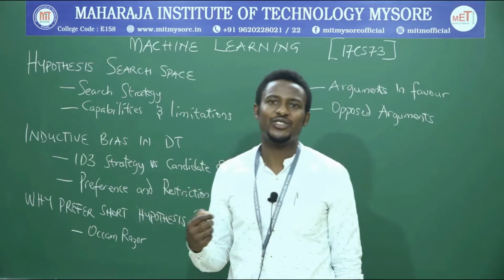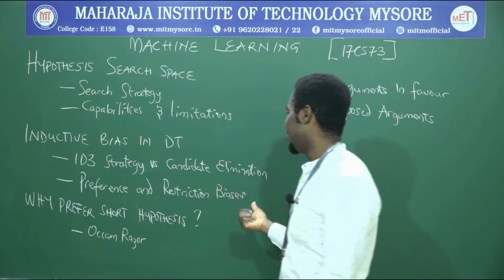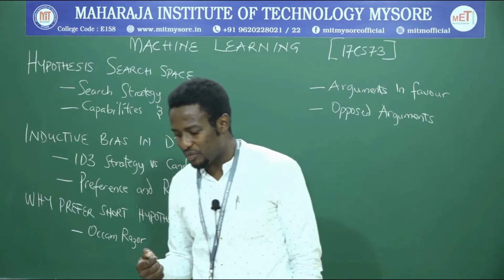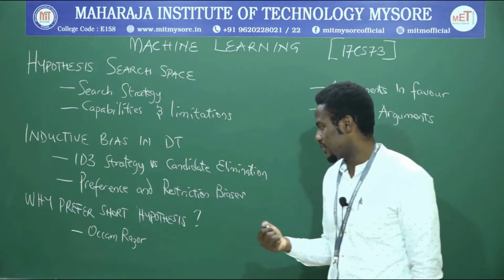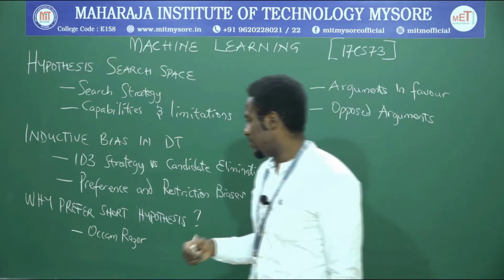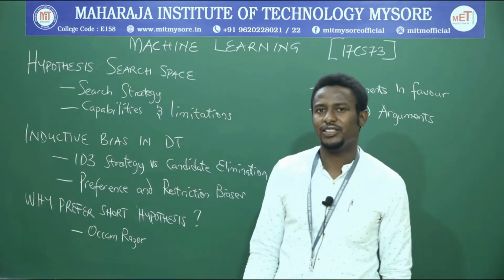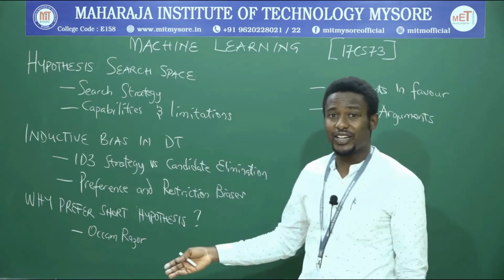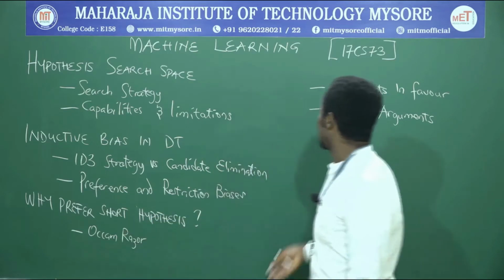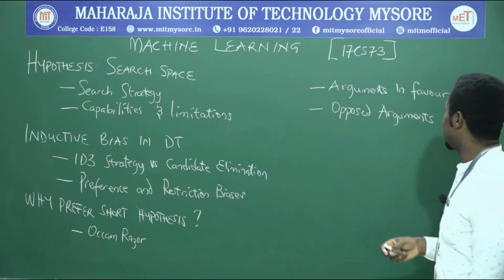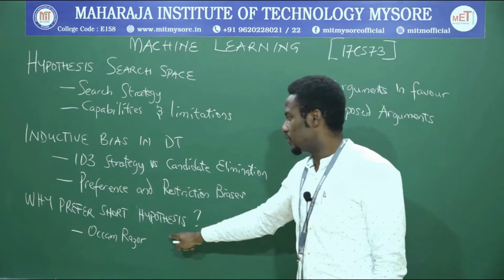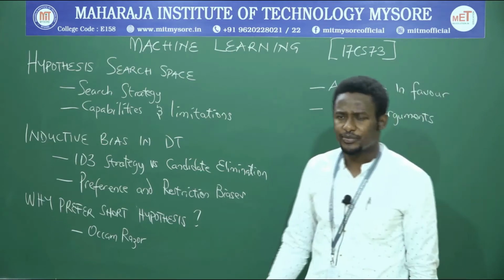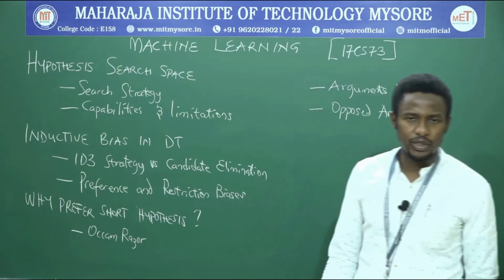Here we look into what we call preference and restriction biases. And then why do we prefer shorter hypotheses? That will lead us to studying Occam. Actually, he's William of Occam. So we get into that. I don't know why it's called Occam's razor, but fine. Now, we move into looking at the arguments that are in favor of the shorter hypothesis and the ones that oppose it. So let's get started.